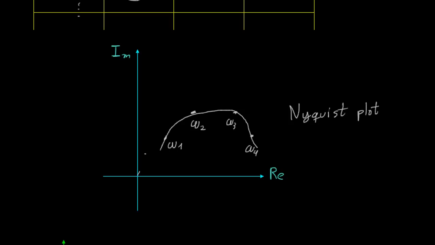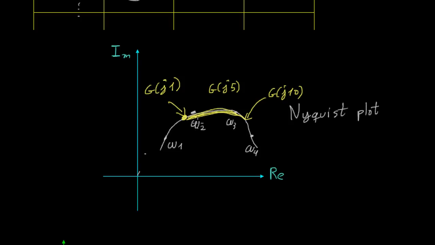If I'm told that this point here is G of j1, and that this point here is G of j10, I don't really know where along this curve G of j5 is. I have no clue for that, and that's a problem.